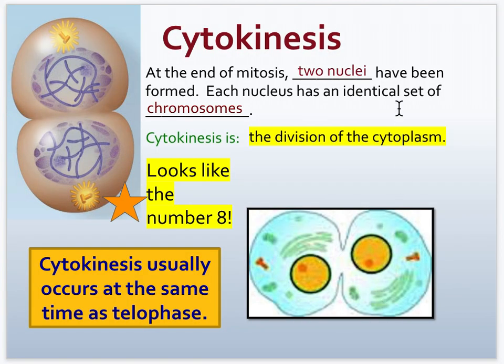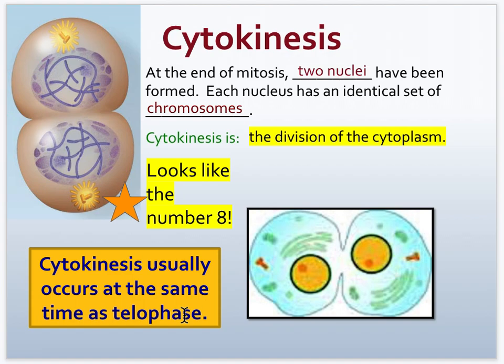Okay, once the telophase has happened, then you get to cytokinesis. And remember, cytokinesis is the division of the cytoplasm, and it's also the division of all the organelles within the cell. If you looked under a microscope and you saw a cell that looked like the number 8, where it was just about two separate cells, then it would be undergoing cytokinesis. This usually happens at the same time as telophase.